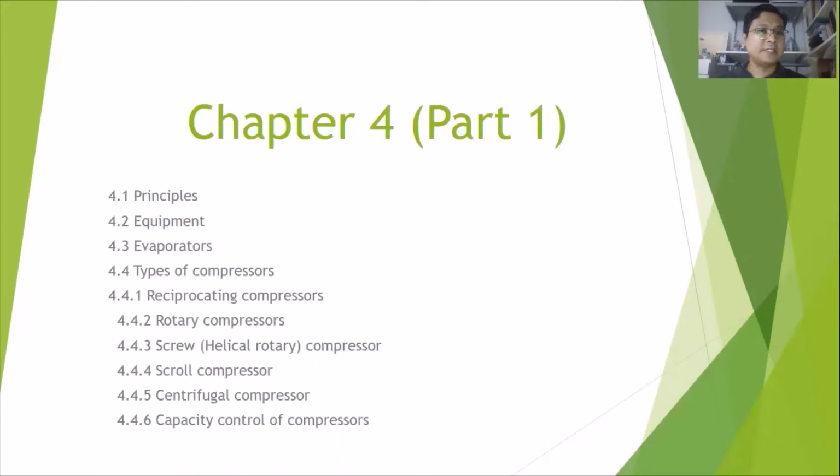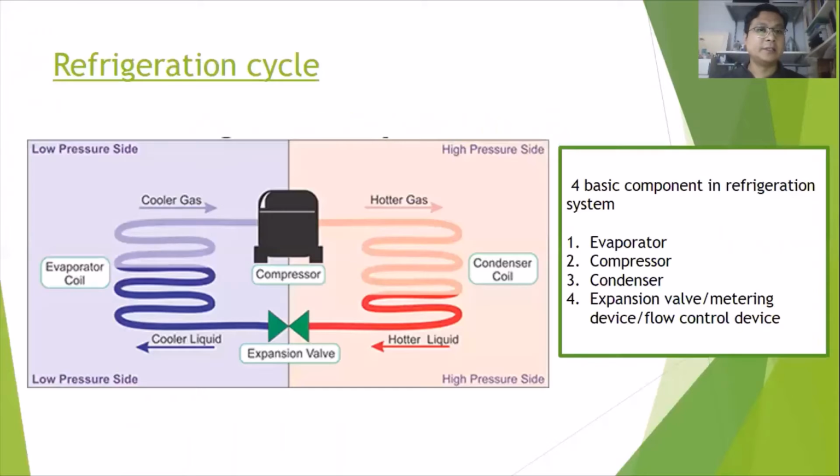The first one is the principles of the component, and then the equipment in the HVAC system, and then we go to evaporators, and the last one is types of compressor. Under types of compressor, we have 6 compressors here. We try to understand the component based on its function and type. Okay, we go first.